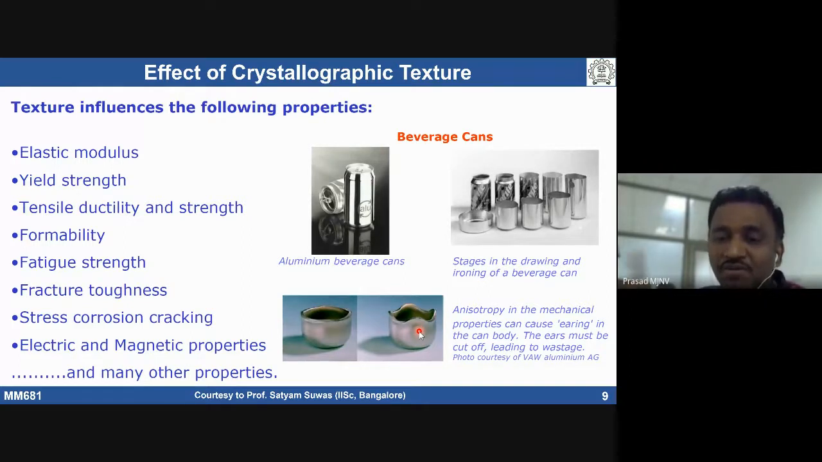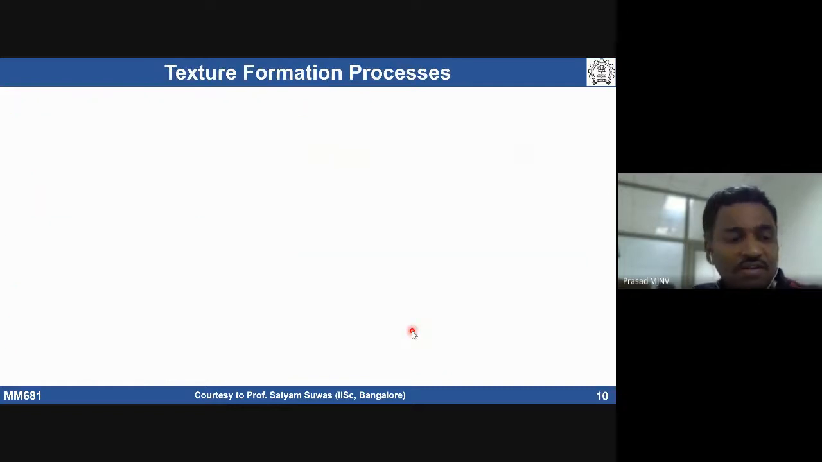Higher R-bar value, the anisotropy parameter, it's also the Lankford parameter. It's basically, when we have a good texture, some preferred texture, that is going to minimize this kind of defects. So this is the effect of crystallographic texture. Then what kind of process can induce texture formation?